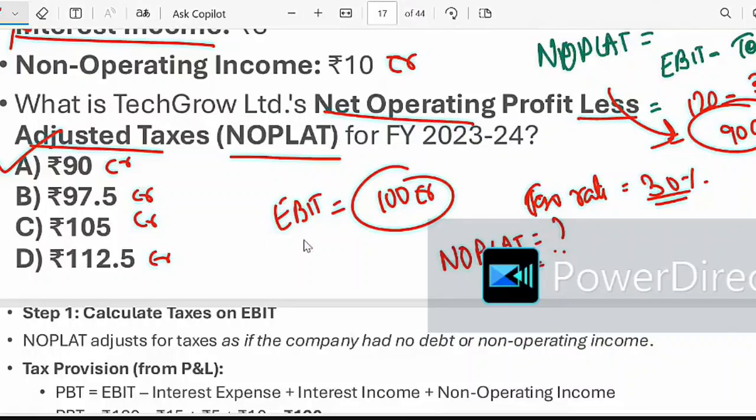Now answer this question. Suppose 100 crore is the EBIT, tax rate is 30%. What will be the NOPLAT? Yes, very good. 70 crore will be the NOPLAT. Awesome. I hope the concept is clear.